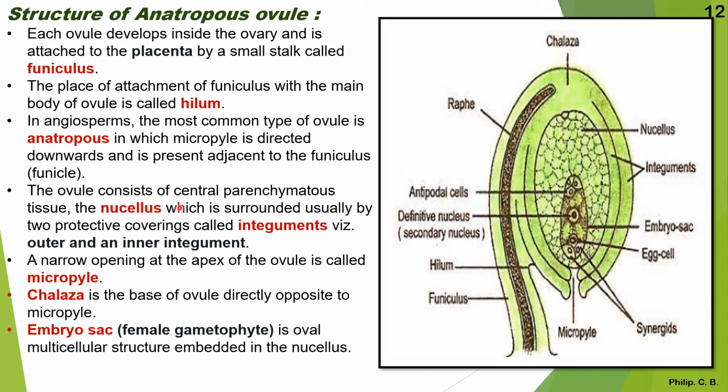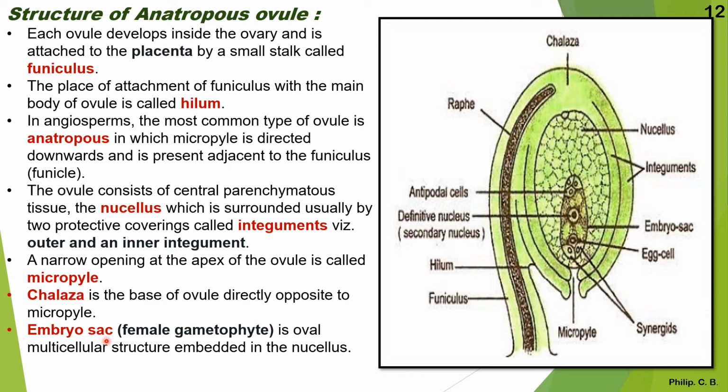Then the ovule consists of central parenchymatous tissue, the nucellus, which is usually surrounded by two protective coverings called integuments, outer and inner integument. A narrow opening at the apex of the ovule is called the micropyle, that is this opening, and the two integuments over here. Further, the chalaza is the base of the ovule directly opposite to the micropyle. Now we can see the chalaza in the anterior end over here, which is actually the base of the ovule.